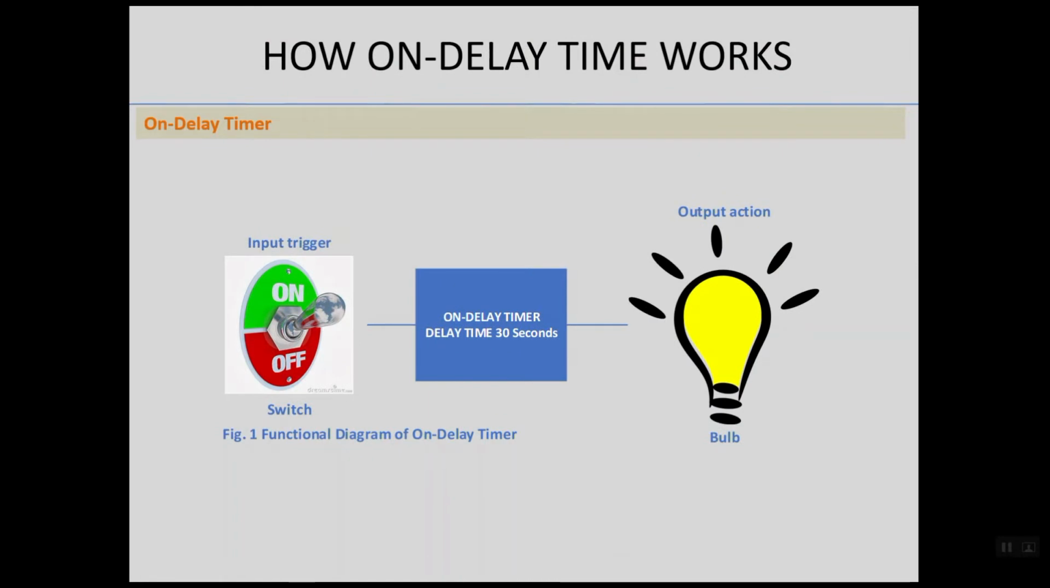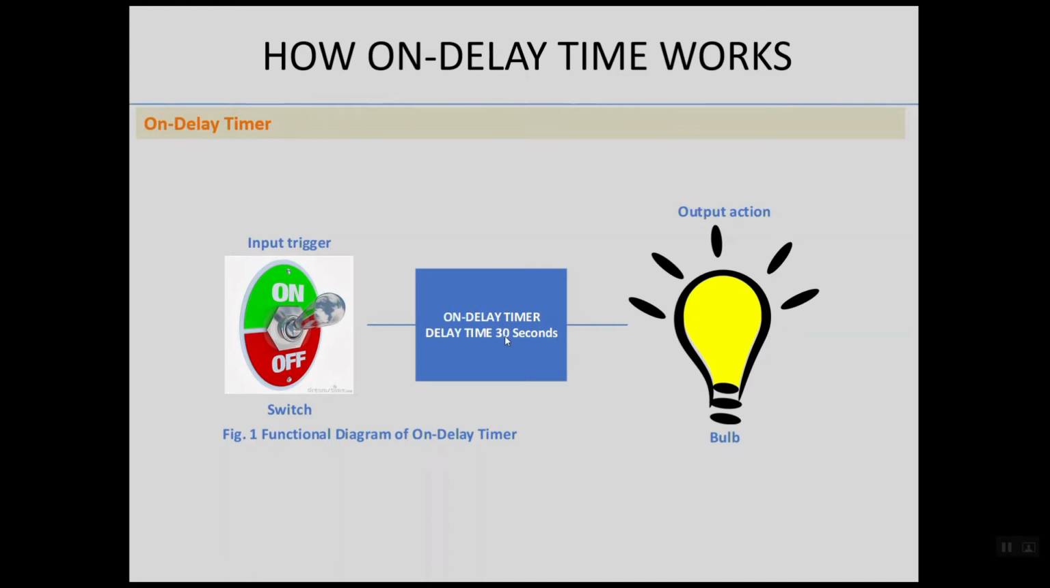So let's see how the on-delay timer works. An on-delay timer delays the on action by a specified time. Here we are taking a very simple example. We have a switch and a bulb. The switch is the input and the bulb is the output. There is a timer, an on-delay timer, in between this input and output. So when the switch turns on, this timer gets activated and it starts counting the time.